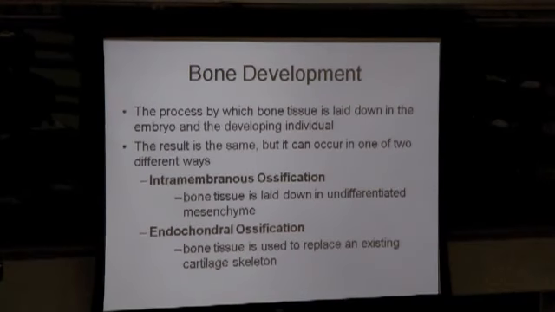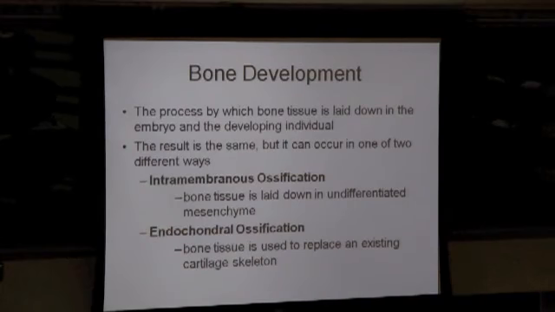Let's see if we can just turn down the volume a little bit. Okay, so basically in both cases the result is the same. The result is bone. But depending on what type of bone you're producing, you're going to start a little differently. And so with intramembranous ossification, the bone tissue is actually laid down directly. Okay? So you basically start out with mesenchymal tissue and go directly to bone.